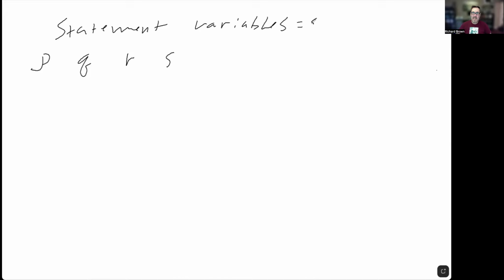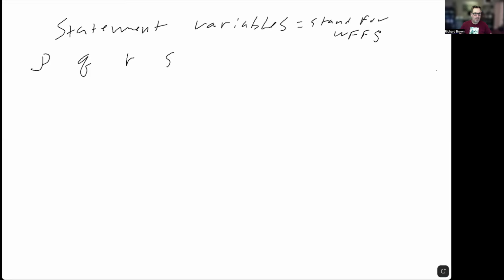Today we're going to be talking about argument forms and propositional logic. In order to do that, we're going to be introducing a new variable, which we call statement variables. Statement variables, as used in the textbook, include lowercase p, lowercase q, lowercase r, and lowercase s. And statement variables stand for WFFs, or well-formed formulas in propositional logic.